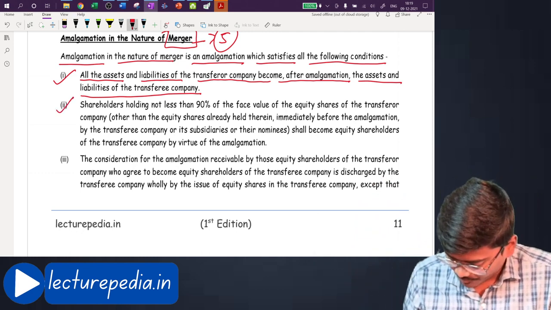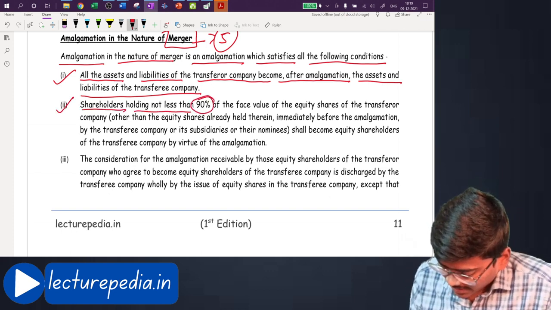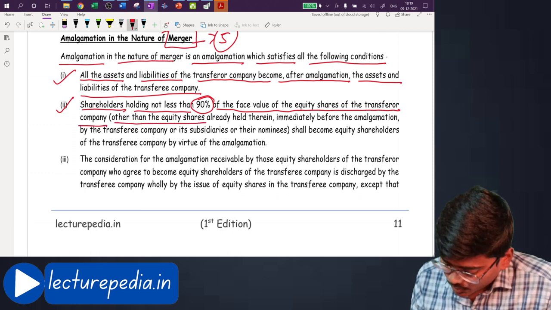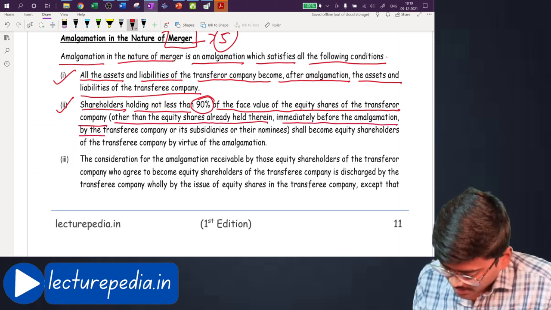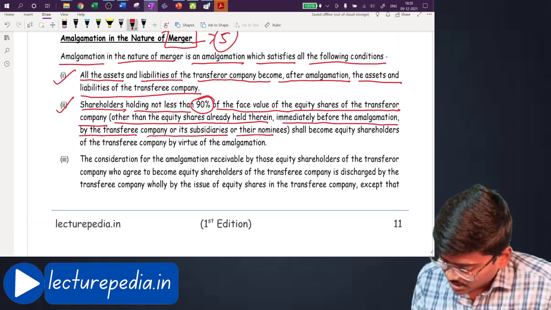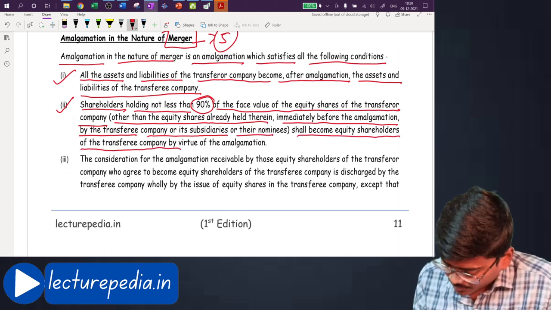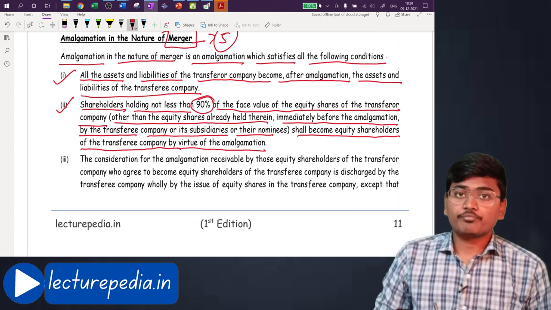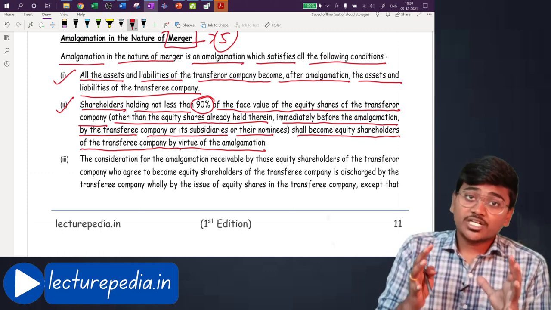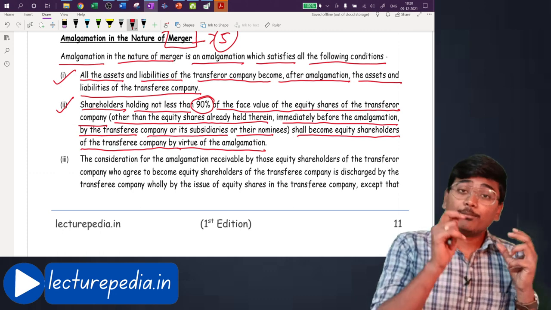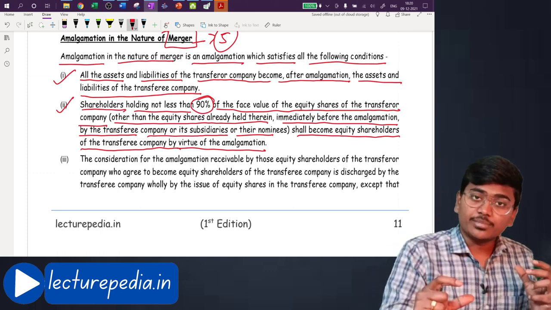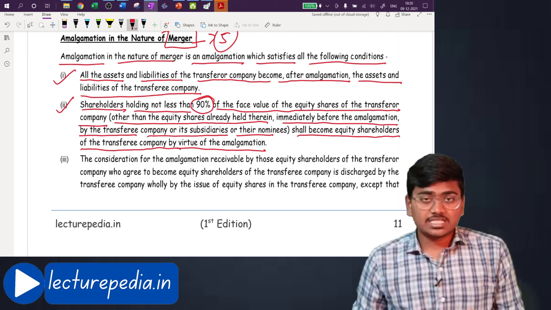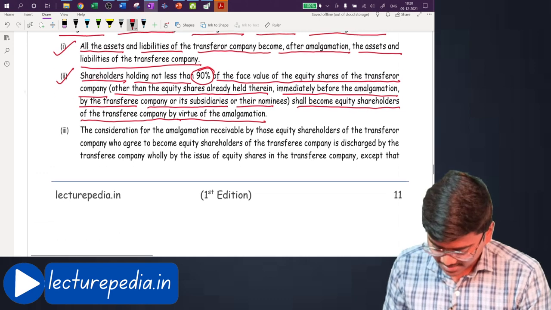Second point, shareholders holding not less than 90% of face value of equity shares of the transferor company, other than equity shares already held therein immediately before amalgamation by the transferee company or its subsidiaries or their nominees, shall become equity shareholders of the transferee company by virtue of the amalgamation. Basically what it says is, 90% of shareholders of this transferor company must become shareholders of the transferee company after the amalgamation has taken place. This condition has to be satisfied to call the amalgamation an amalgamation in the nature of merger. That is the second condition.